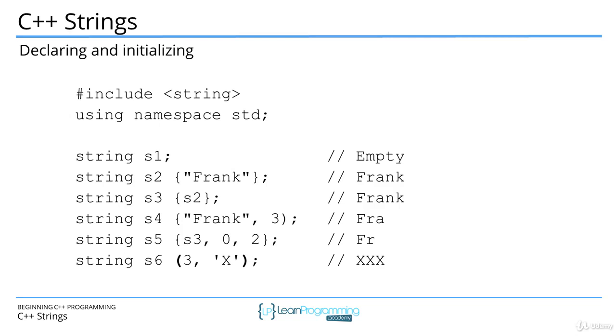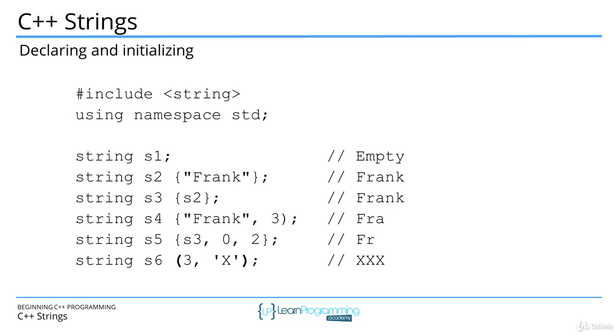In the third example, S3 is initialized from S2. So a copy of S2 is created. S2 and S3 will both be Frank, but different Franks in different areas of memory. In the fourth example, I'm declaring and initializing S4 from Frank, but I'm only using the first 3 characters of the string Frank. So S4 will be initialized to the string FRA.